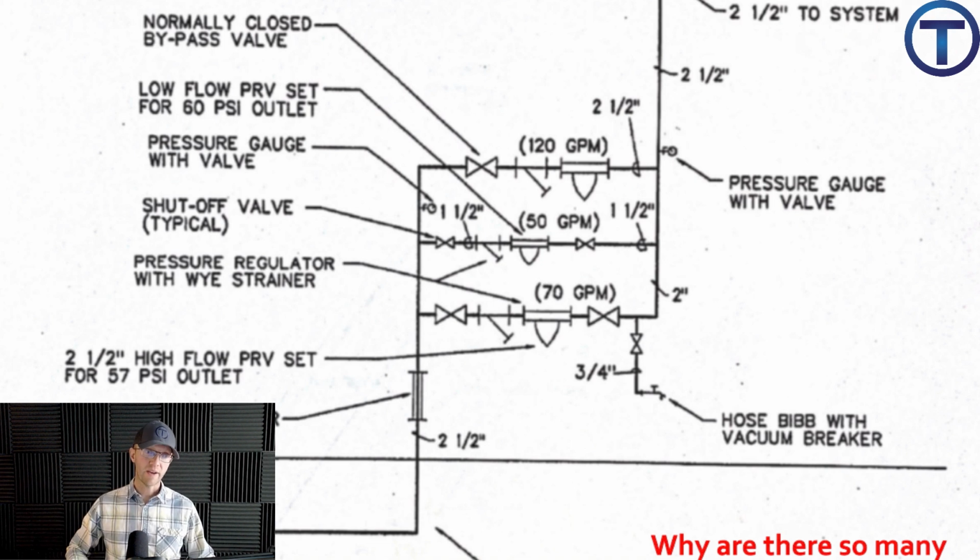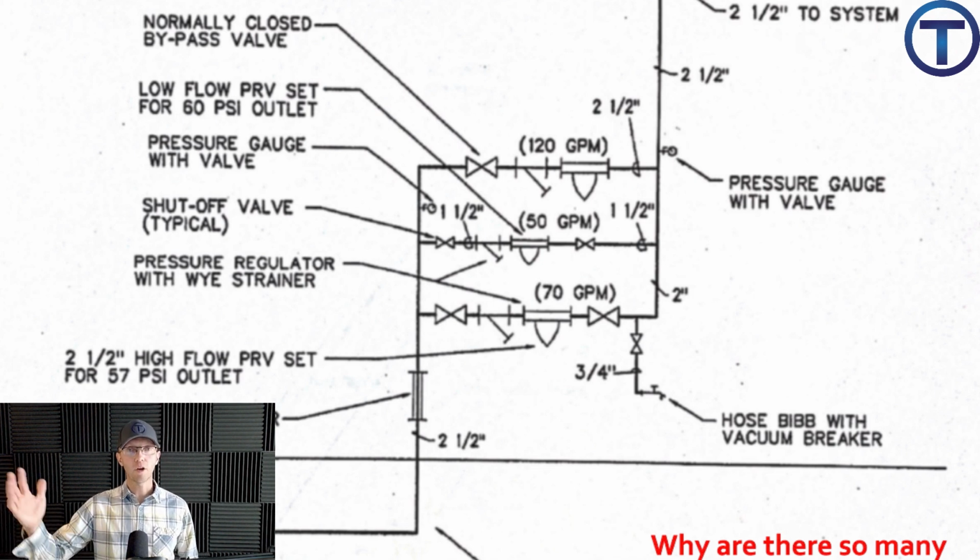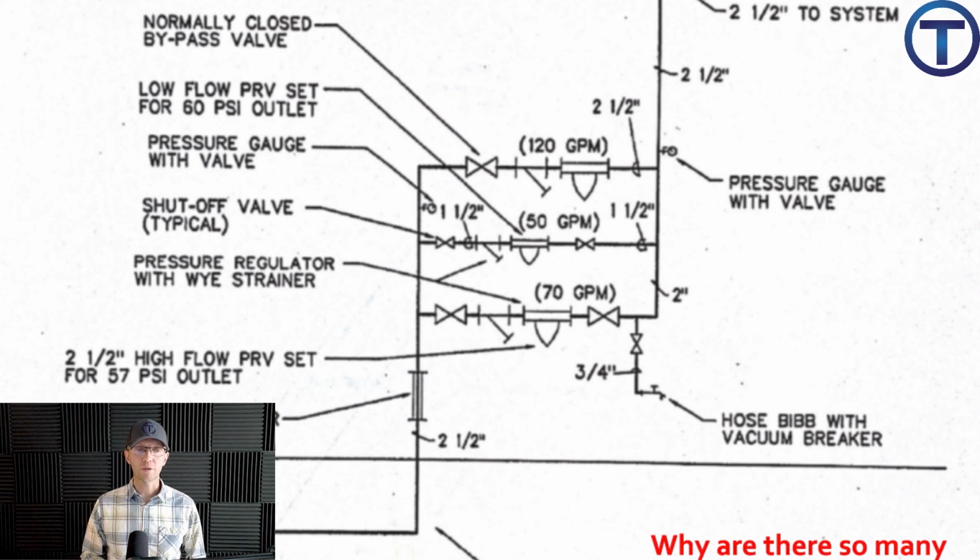We can shut those valves, service, replace our pressure reducing valves, or clear the Y strainers as needed, and then they connect and go on into the building. Now, why do you think there are so many pressure reducing valves on this main line? One should be able to do the job. That's what we saw in the last detail.